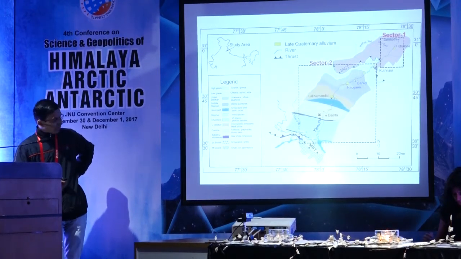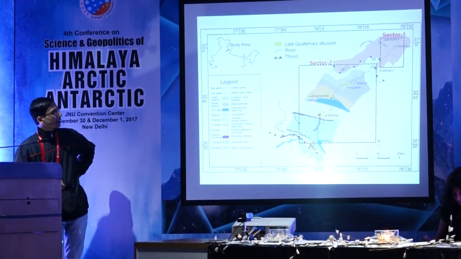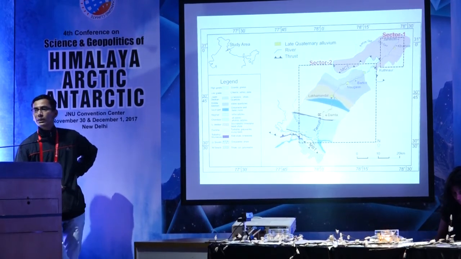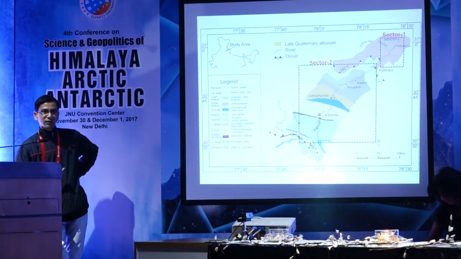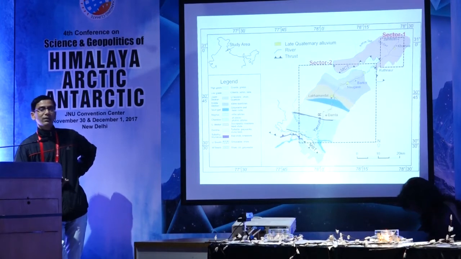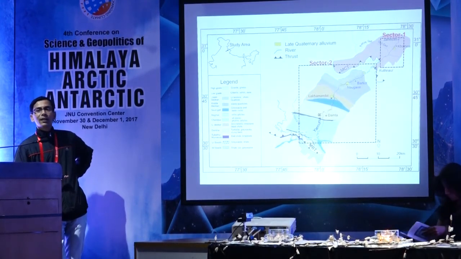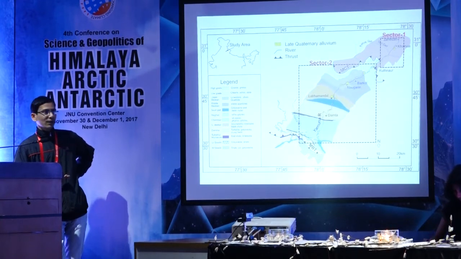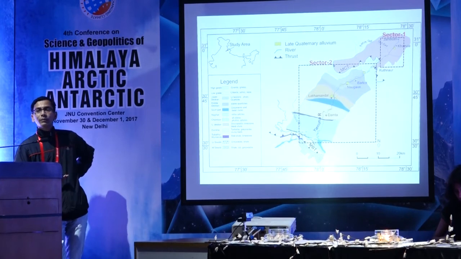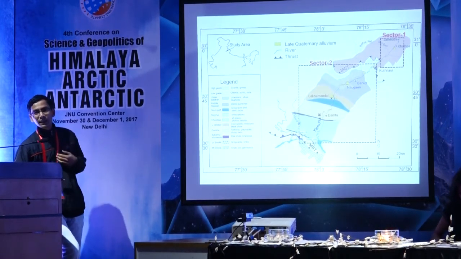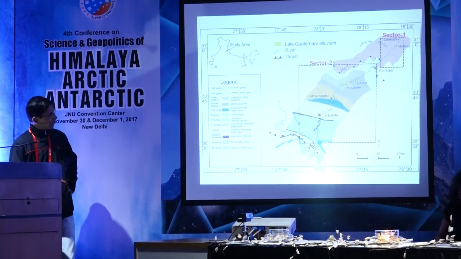So coming to sector 2, where we have the maximum development or the preservation of the sedimentary deposits in the form of the fluvial terraces, and these terraces are representing different levels from the present day riverbed, and also with respect to the chronology or the stratigraphy, representing the different phases of aggradation.